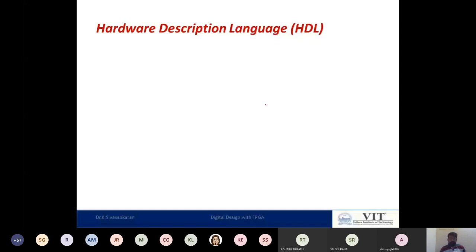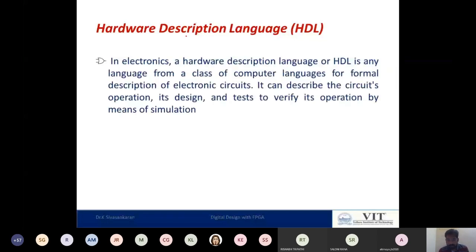In this course, we are going to do HDL. So what is this hardware description language? In electronics, a hardware description language or HDL is any language from the class of computer languages for a formal description of electronic circuits. Especially it is digital electronic circuits. It is digital electronic circuits.